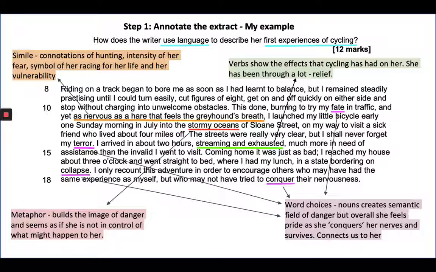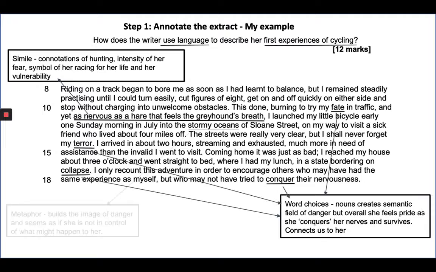And lastly, she eventually arrives at her friend's house, streaming with sweat and exhausted. These verbs show that the effects that cycling have had on her have been a lot. She feels an immense sense of relief that she has survived. Right, you've seen my example. There's a black and white example here if you needed it.